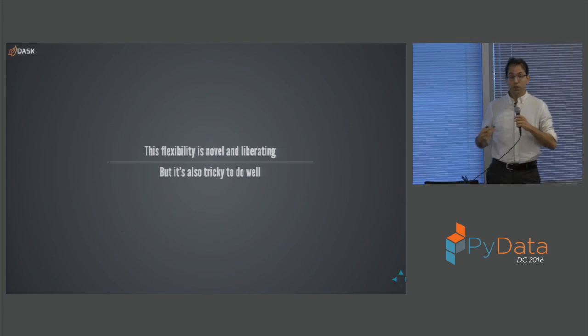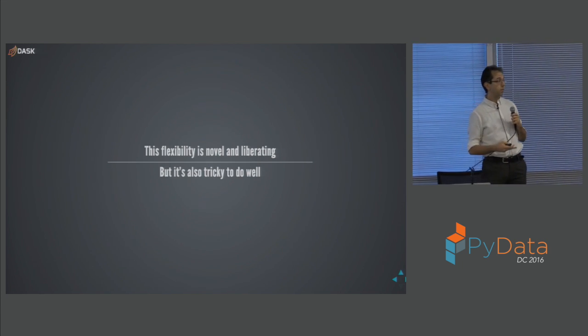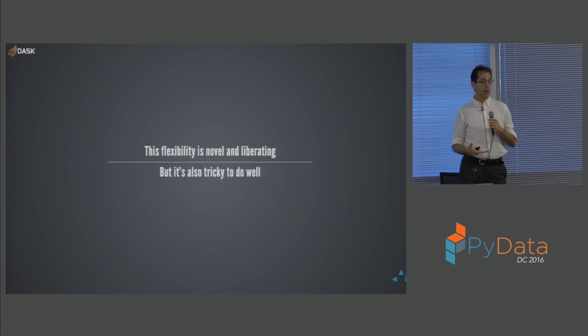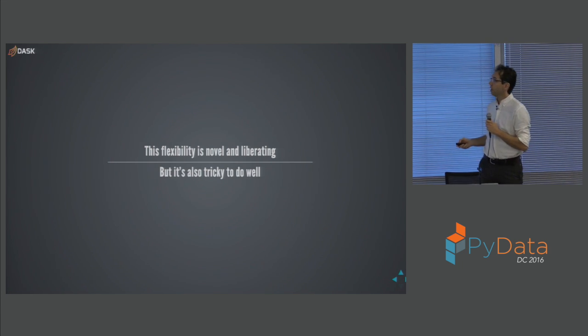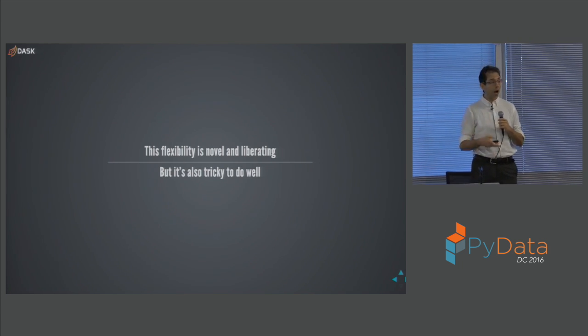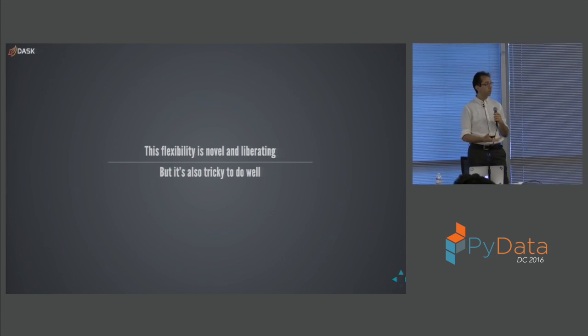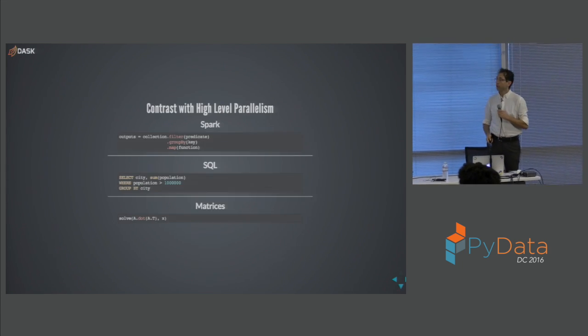Okay, so this flexibility is useful. We can write parallel code in a way that is actually fairly similar to how we write normal code. It also lets us do more complex algorithms, which is pleasant. It's also tricky to do well. A lot of this talk will be about how it is tricky to do well and how we try to overcome that challenge at a technical level.